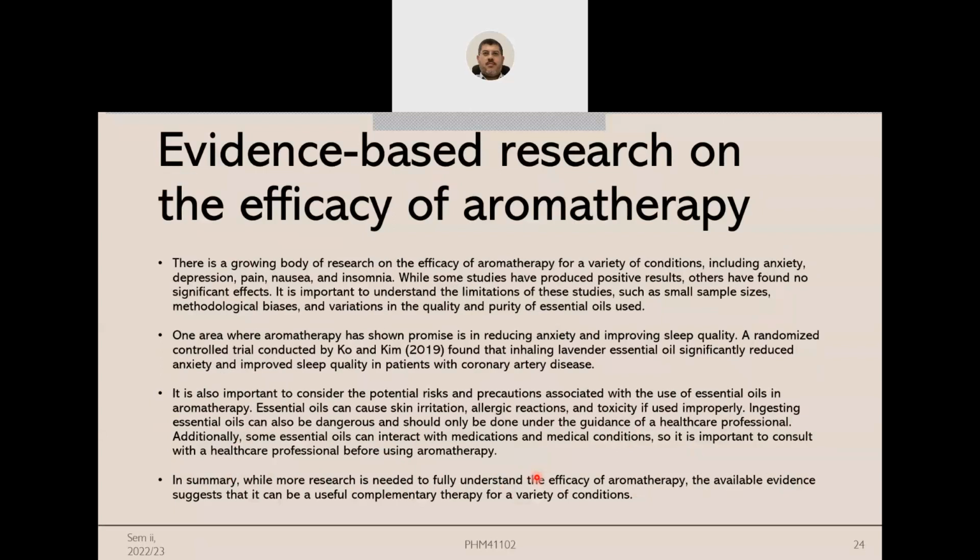So now we come to the evidence-based efficacy of aromatherapy. Are there any studies? Is there any literature talking about the effect or therapeutic benefits of aromatherapy? Yes, there are. There is some body of literature.